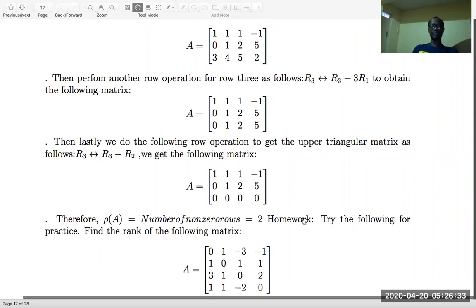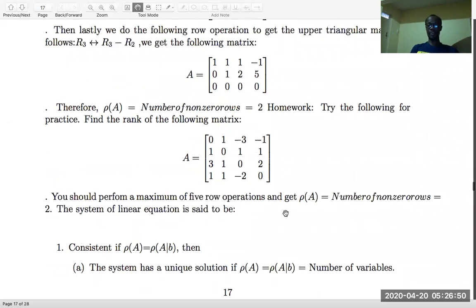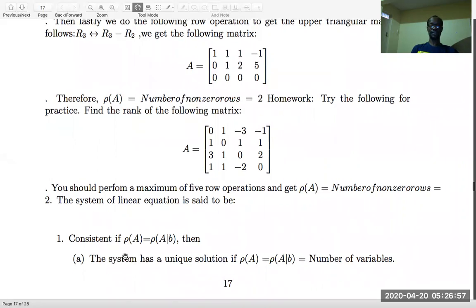So homework, try the following. I need you to try this at home and try to find the rank of the matrix. Here, the rank of the matrix is equal to 2. Now I need you to try this as homework. You should perform a maximum of 5 row operations, and you should get that the number of non-zero rows is equal to 2. The system of linear equations is then to be consistent.